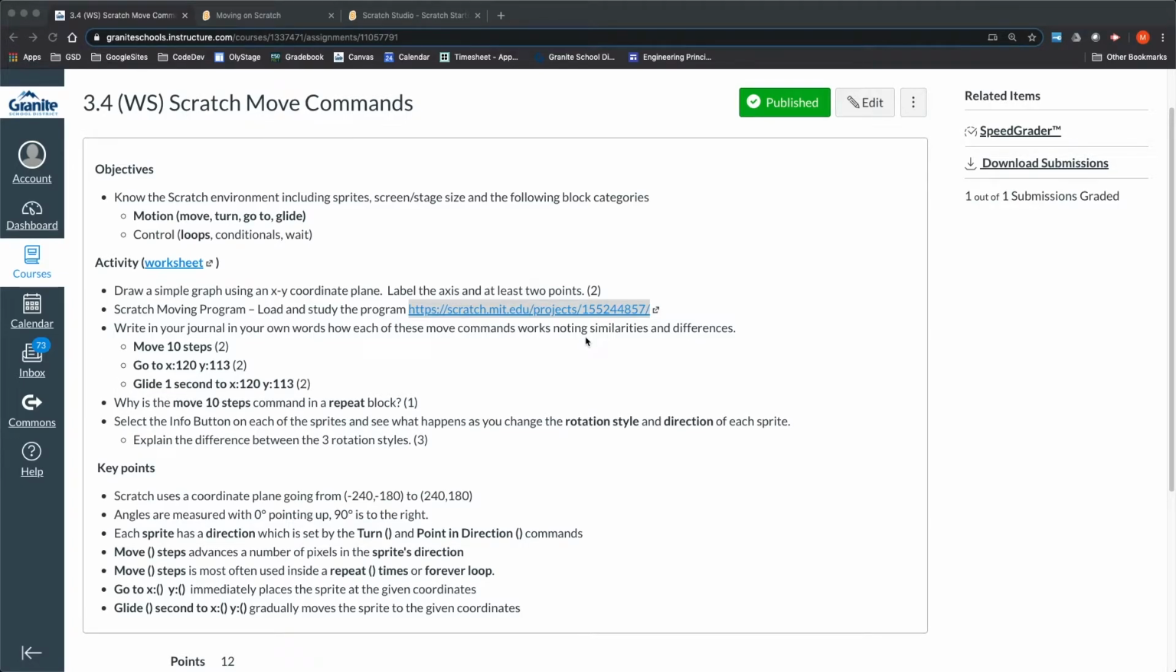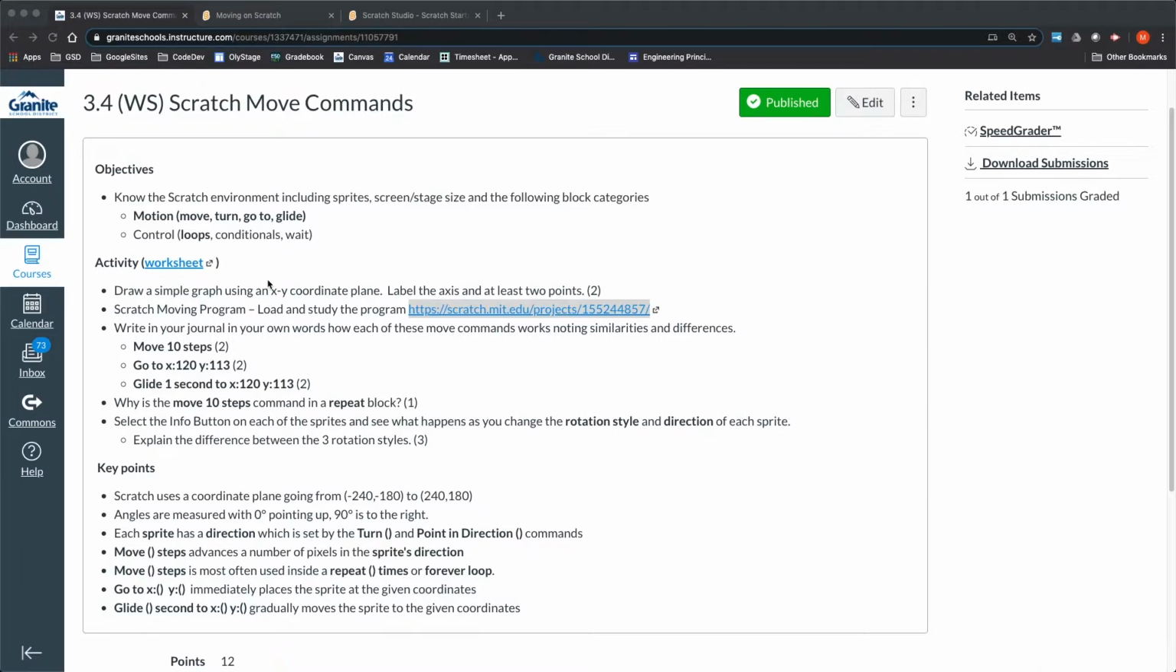Hello and welcome back. Today we're going to talk about Scratch move commands and the coordinate system within the Scratch environment. There's a worksheet associated with this assignment. The link is in Canvas right there. I leave it up to you to download a copy of that and fill it out. As we go through this exercise, most of the answers to that worksheet will become clear.